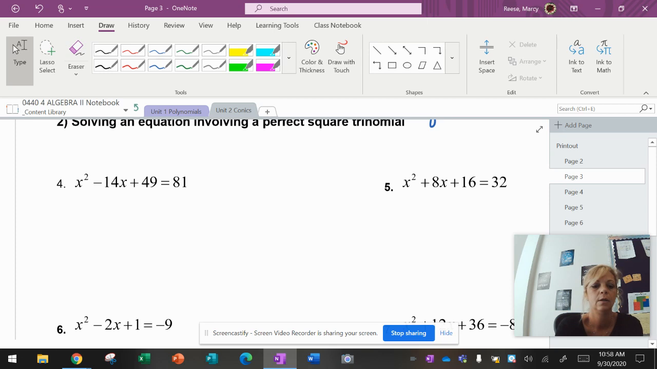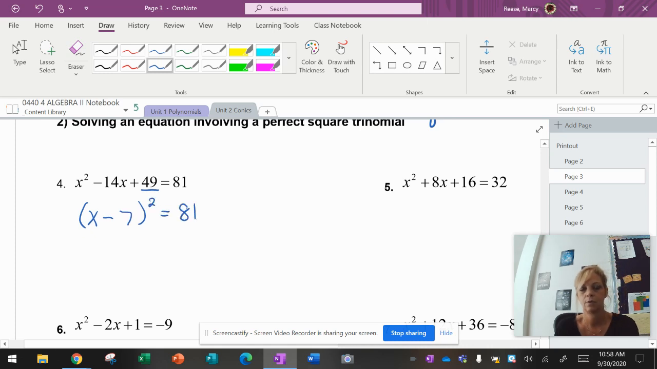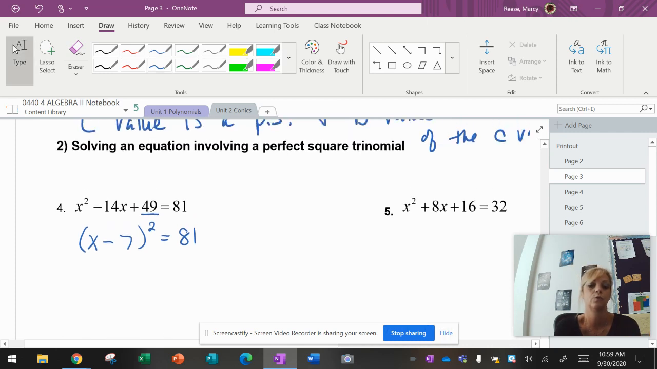How I know that is that this is the perfect square, right? The square root of 49 is 7, and then 7 and 7 make 14, but it's a negative 14. So I'm going to say this is x minus 7 squared. Okay, do you see that? What I'm saying is I wrote perfect square trinomials here, and I want you to factor it.